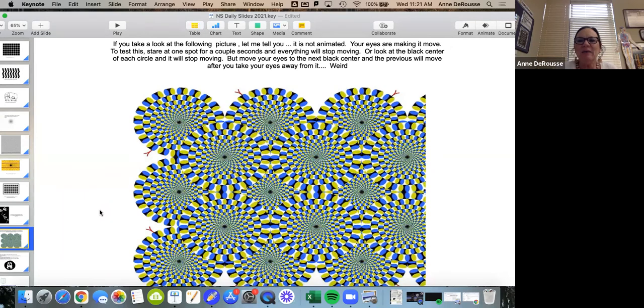All right. So if you look at this picture, it's not animated at all. Your eyes are making it move. To test this, stare at one spot for a couple of seconds and everything will stop moving. Or look at the black center of each circle and it'll stop moving. But move your eyes to the next black center and the previous will move after you take your eyes away from it. That is so wild.